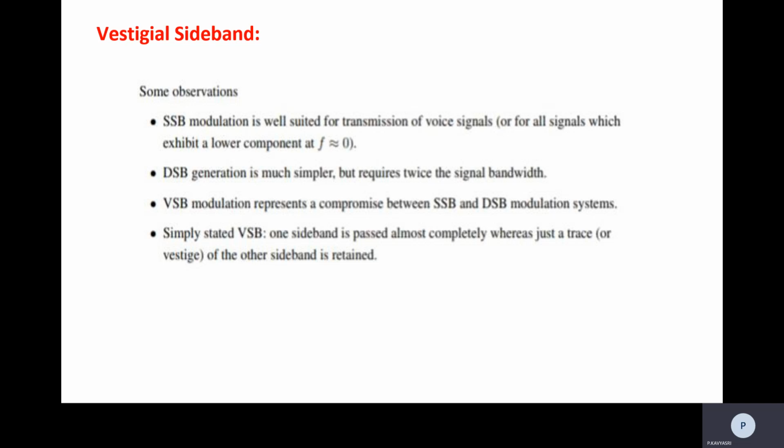Now, what do we mean by VSB? Here one sideband is completely transmitted and some part of the other sideband is also transmitted. That is why we call it a vestigial sideband. Vestige means some part. So in VSB, one sideband is completely transmitted and some part of the other sideband is transmitted. We can say this VSB modulation represents a compromise between the SSB and DSB modulation schemes.